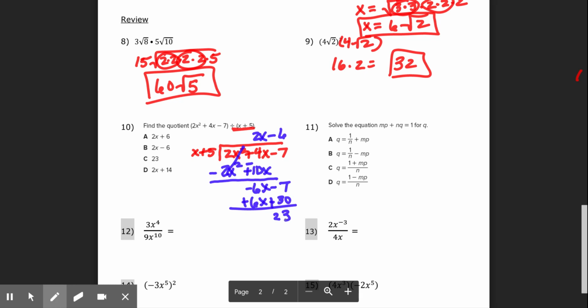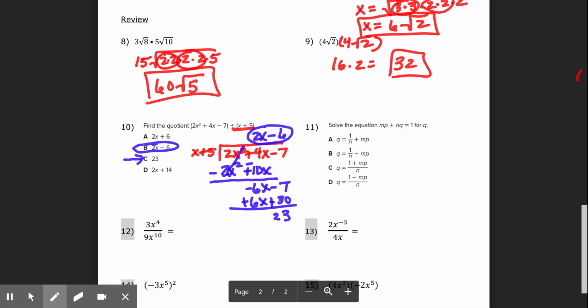So basically we wouldn't have been able to find this had we tried the FOIL method because we have a remainder. So the quotient is the number up here. Now, if it would have asked for the remainder, then we would have chosen letter C. But it wants the quotient, which is what is above the division sign. So it would be 2x minus 6. So this would be your answer. They tried to trick you on that one.